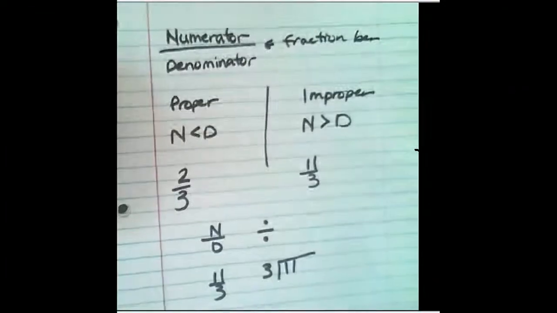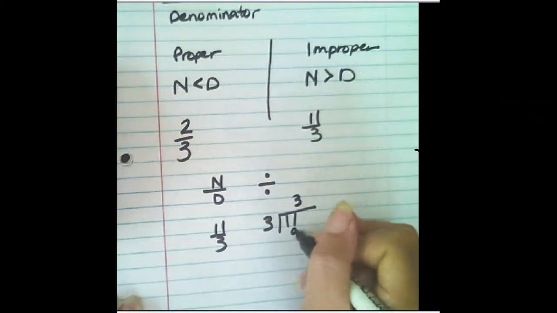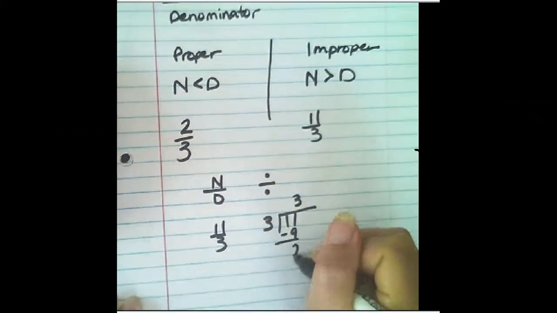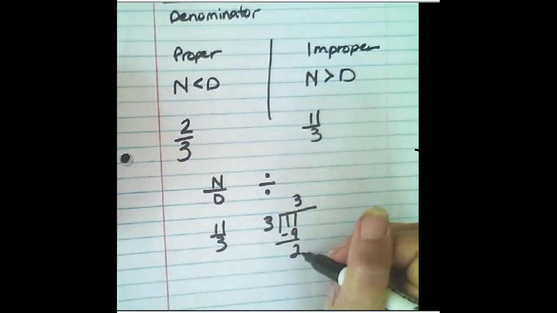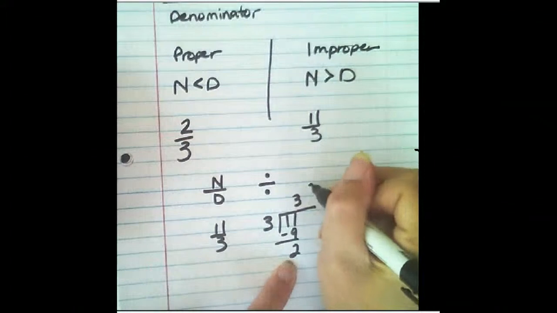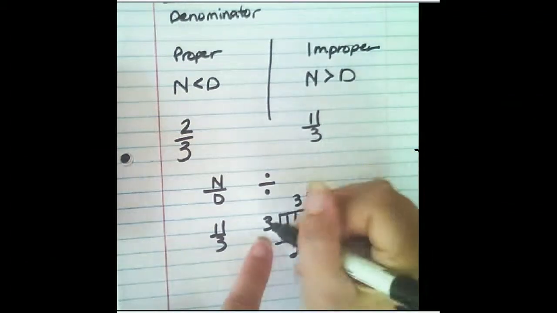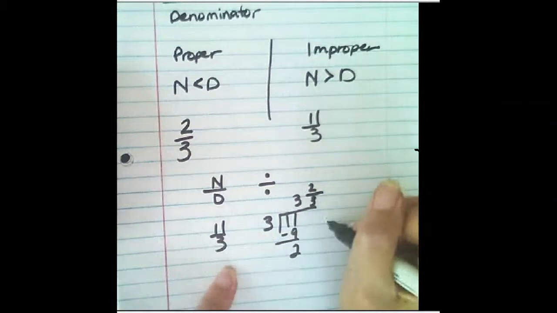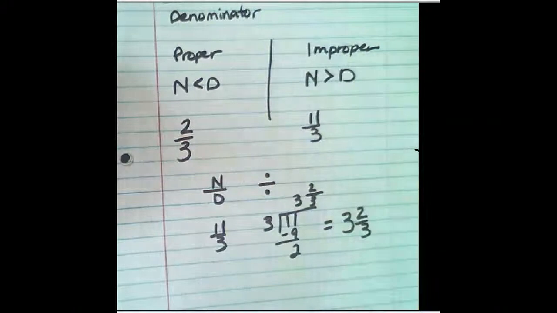So when we do that math problem, 3 goes into 11 3 times. 3 times 3 is 9. 11 minus 9 is 2. We have our 2 left over. When you were in younger grades, you would say this was 3 remainder 2. But you need to remember that your remainder becomes your new numerator, and your denominator is your divisor. So 11/3 is another way of saying 3 2/3.